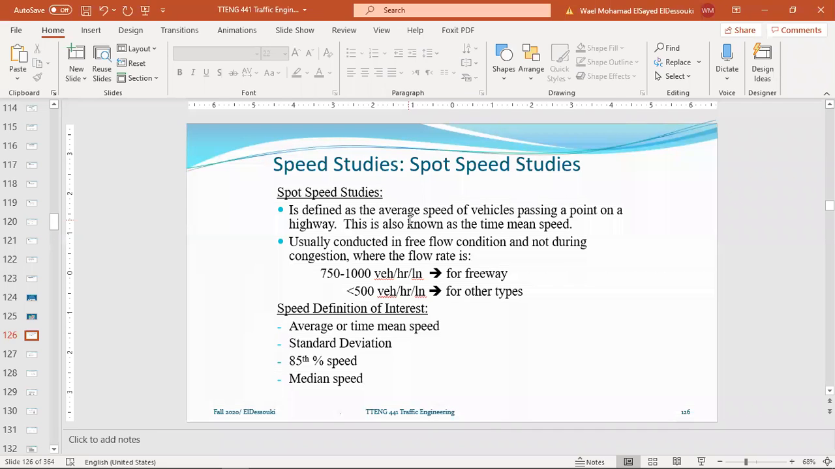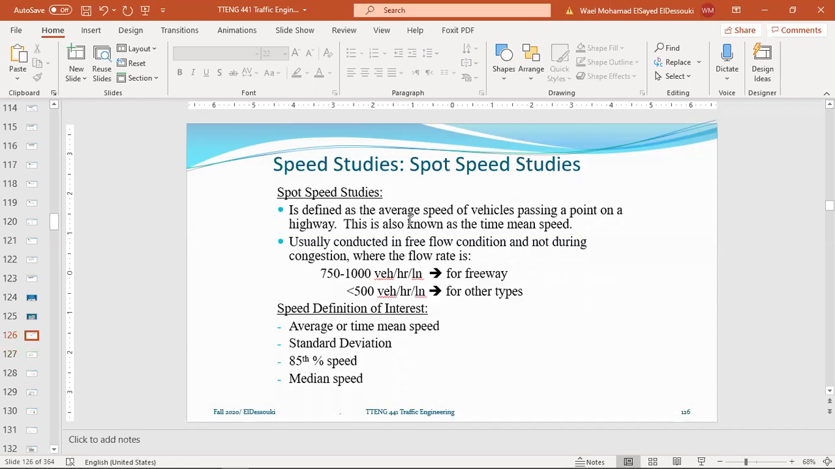Usually spot speed studies are conducted for a traffic stream where the traffic volume is within 750 to 1,000 vehicles per hour per lane. For other types of facilities, if the traffic flow is less than 500 vehicles per hour per lane, we can use these speed studies. We don't conduct these speed studies in case of traffic jams or congestion. It must be a free flow or near free flow condition. The speed measures of interest are the average or time mean speed, standard deviation, 85th percentile speed, and the median speed. These are the key values that we want to get in our study.